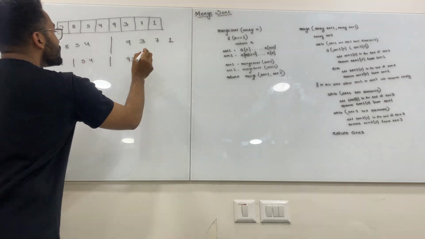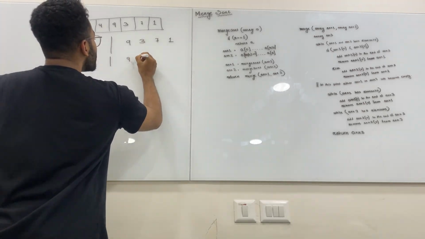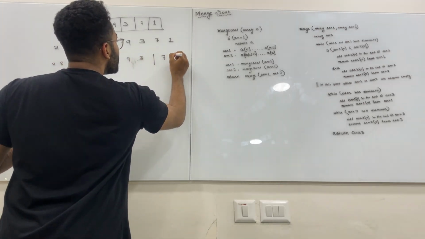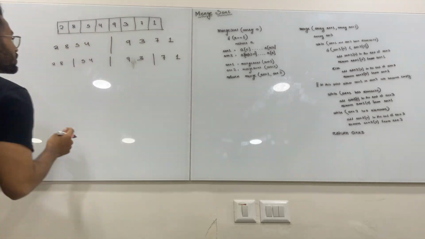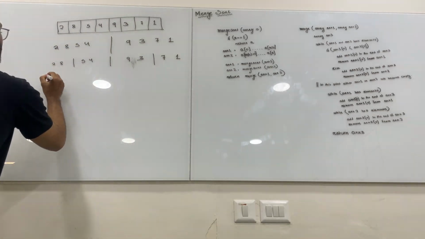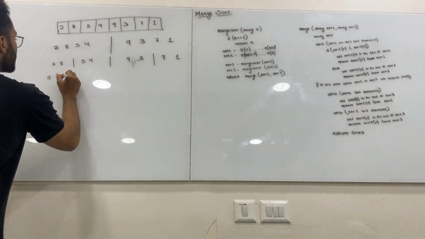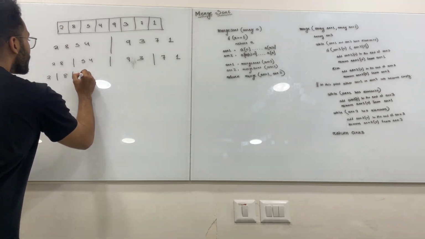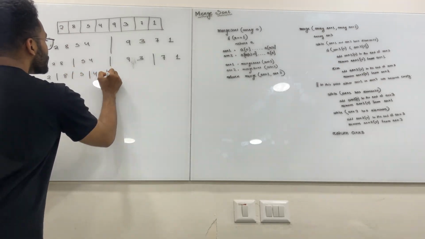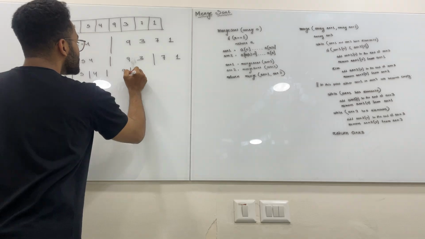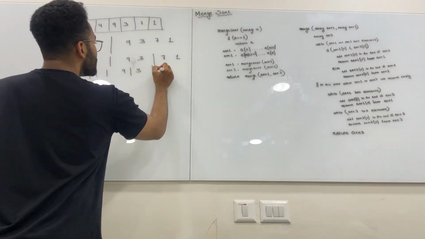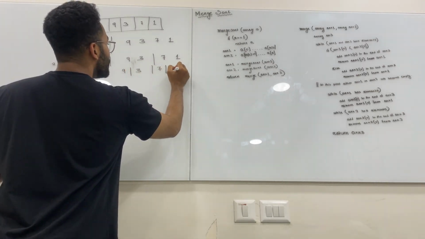9, 3, sorry, it was really close. 7 and 1, we are going to divide them again. So 2, 8, 5, 4, 9, 3, 7, and 1.